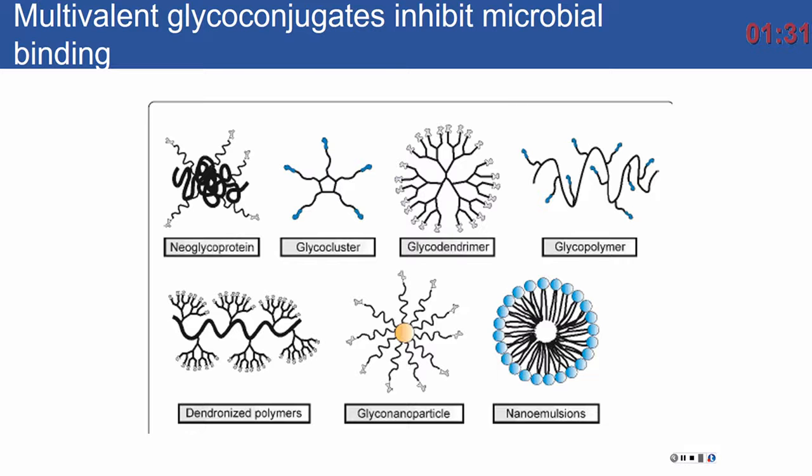Here's a glycodendromer, where your dendromer is this highly branched thing, and then you've got glycosylation all on the outside. You've got your glycopolymers. Here's our nanoemulsion. Emulsion indicates it's going to be almost like a lipid thing, where we have our hydrophobic tails and our hydrophilic heads on the outside. Here we've got a glyconanoparticle, so we take a nanoparticle, in this case probably a gold nanoparticle, and we put sugar residues on the outside.